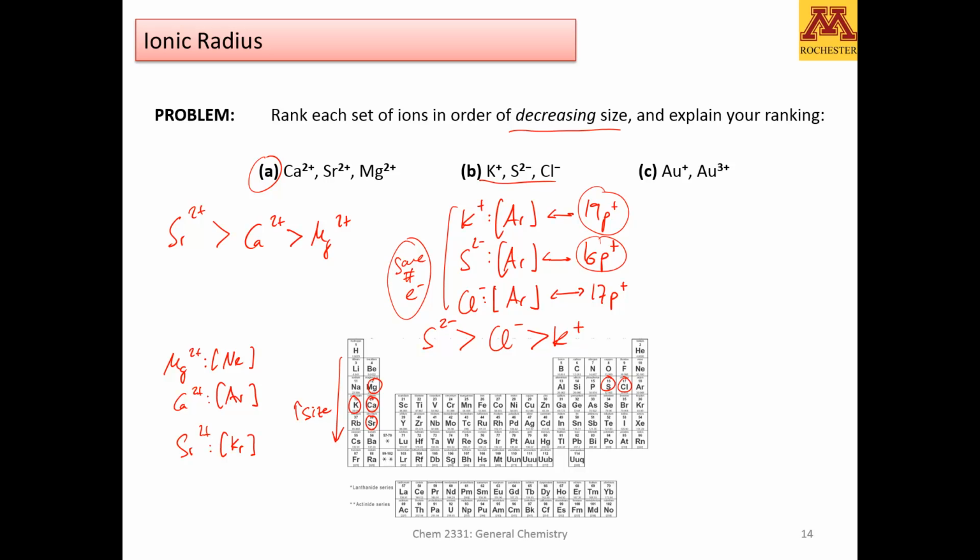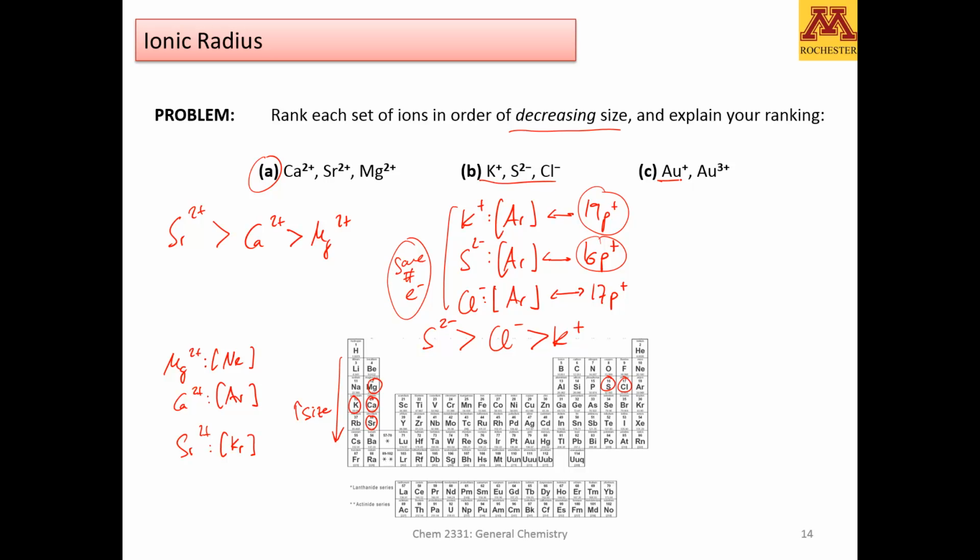Sulfur is the element with the lowest number of protons. Therefore, it will not attract as much. That means that the electrons will not be as close to the nucleus. Therefore, it'll be a larger ion.